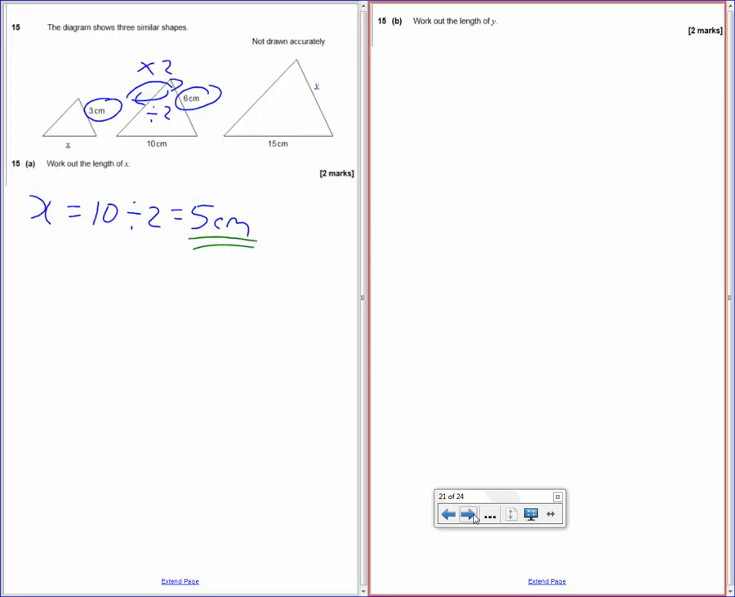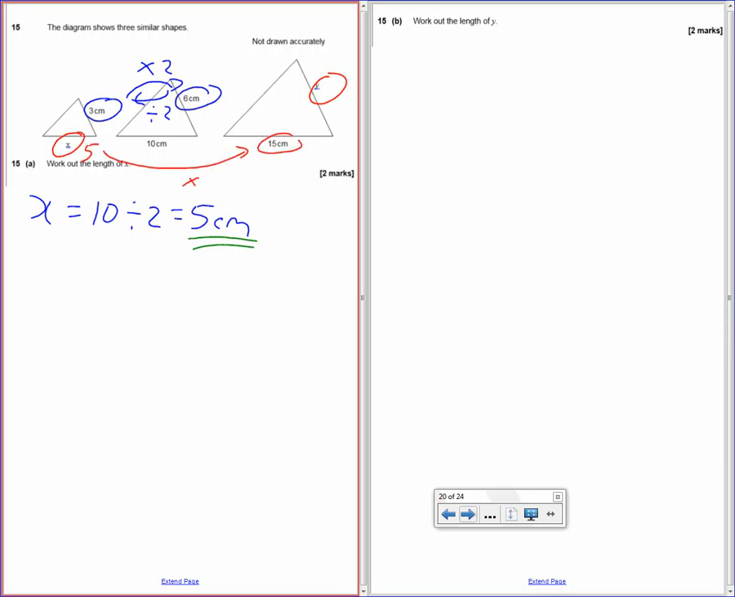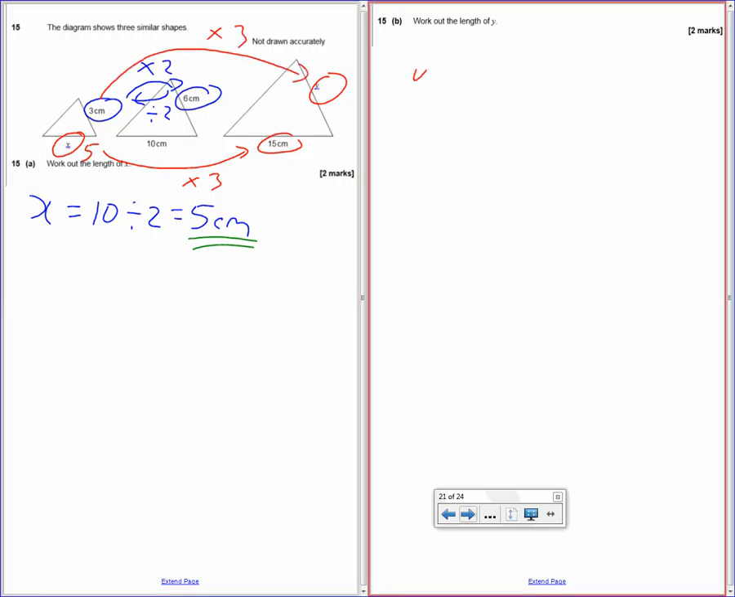And the next one, y. If we've got a 5 here, then the scale factor must be times by 3. So to get y, we do 3 times by 3. So y is 3 times by 3, which is 9 centimetres.